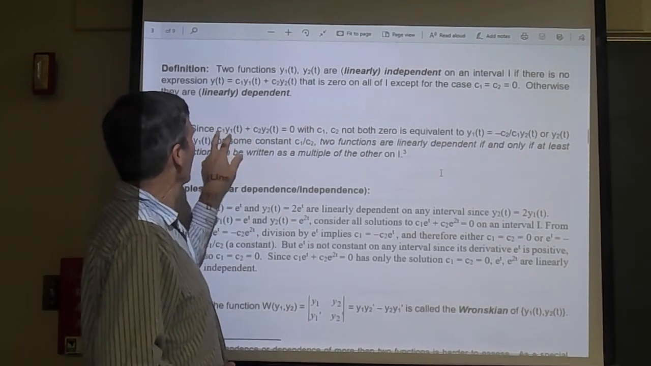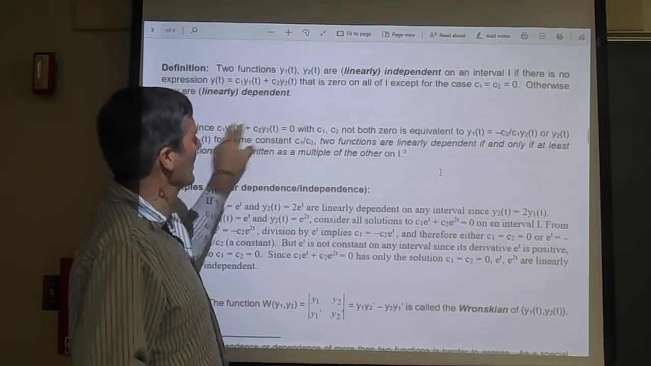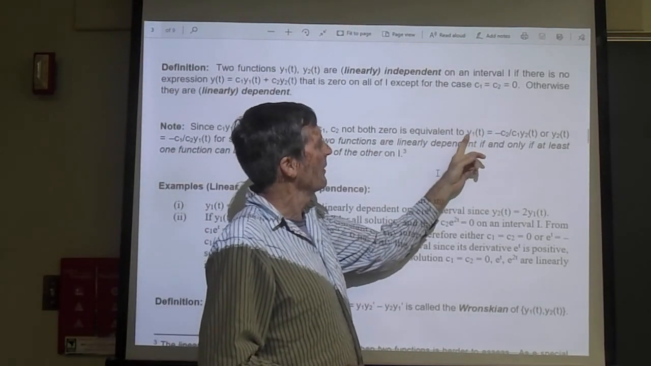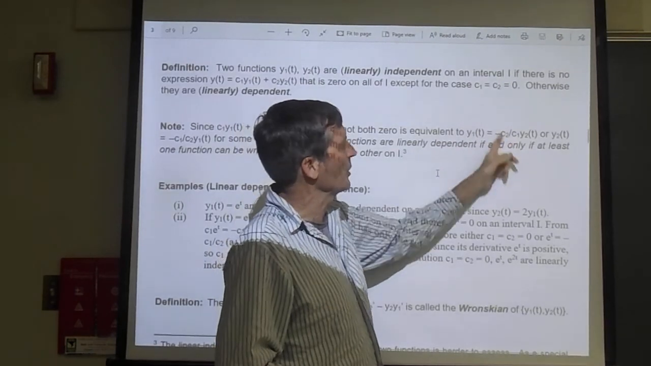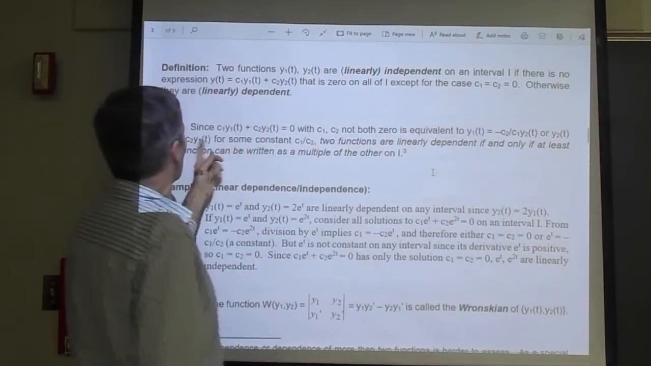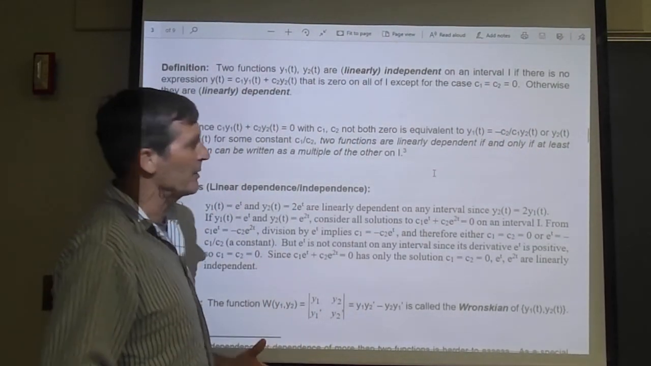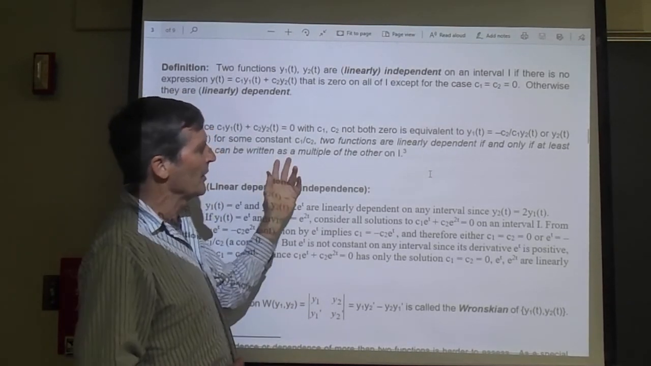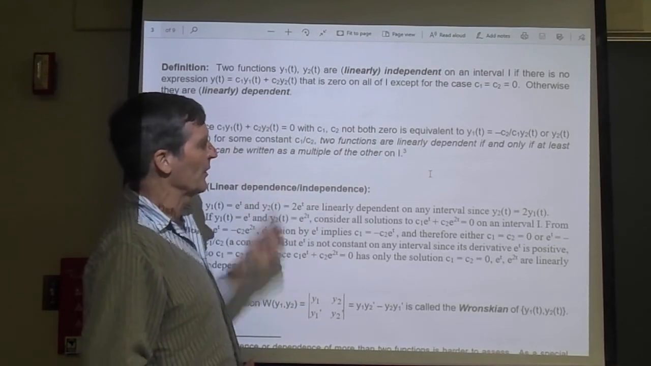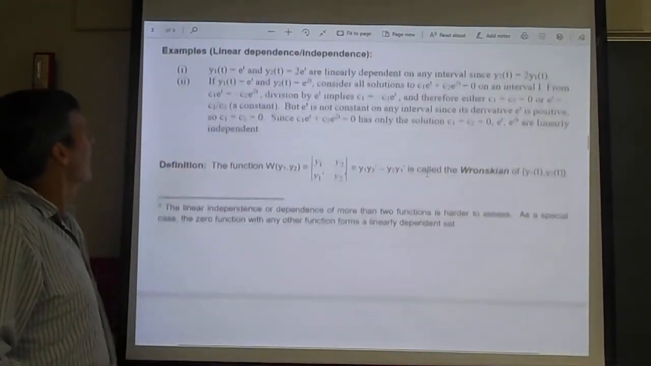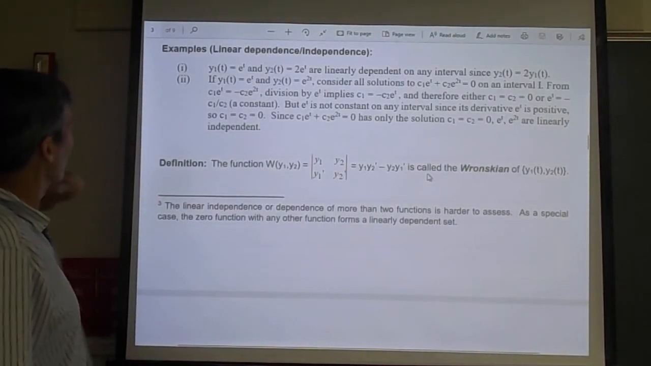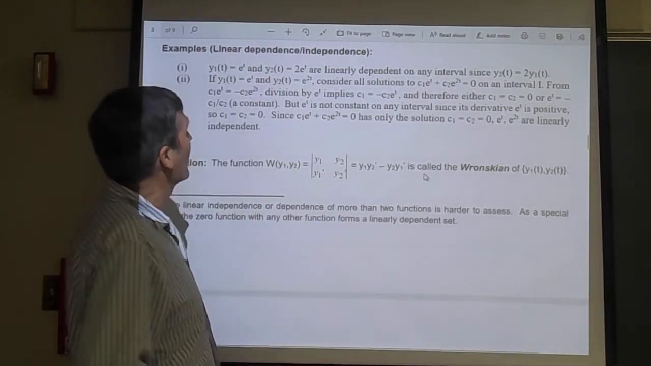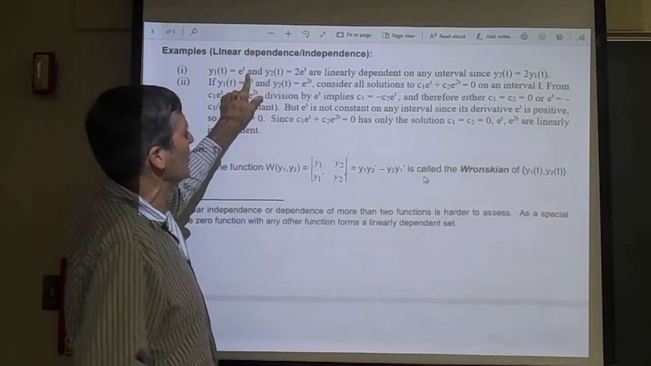Important note here. This equals 0 on the whole interval with c1 and c2 not both 0 is equivalent to saying that either y1 is a multiple of y2 or y2 is a multiple of y1, which means linearly dependent for two functions. Linearly independent simply means that you don't have one a multiple of the other. That's all it means. All right, so here's an interesting result. y1 equals e to the t, y2 equals 2e to the t. They are linearly dependent because this one's just twice this one, right?